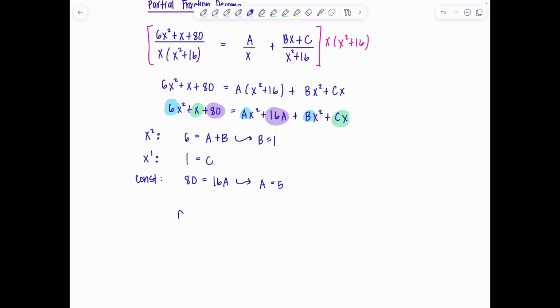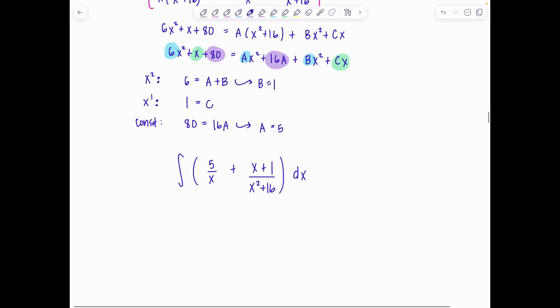So now our integral looks like the following. We have a over x, so 5 over x, plus bx plus c, which is going to be 1x plus 1, over x squared plus 16 dx.